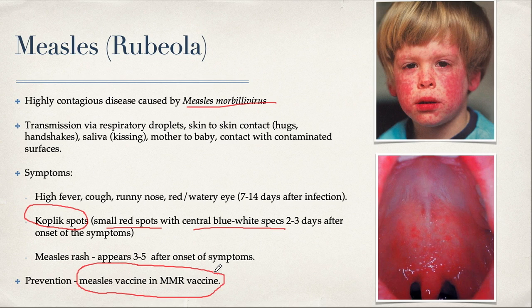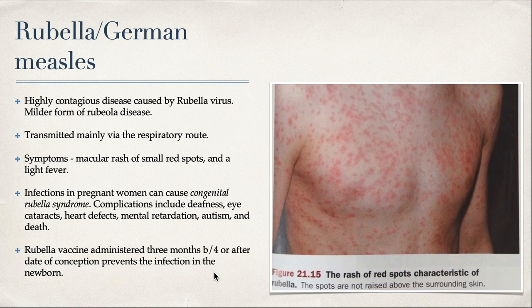But the MMR vaccine, which is a combination of mumps, measles, and rubella live vaccines, has proven very effective. We also have a disease different from the measles, caused by the rubella virus, called the German measles or rubella. It's also transmitted via respiratory routes. It's just that it's a milder form of the disease.